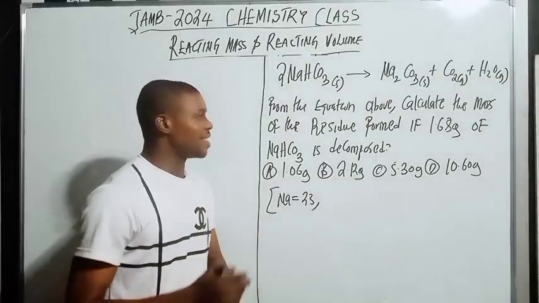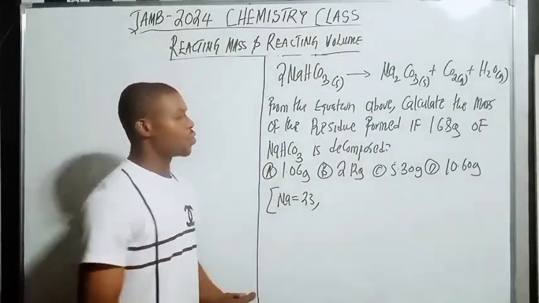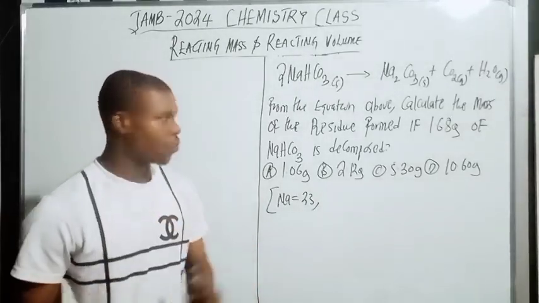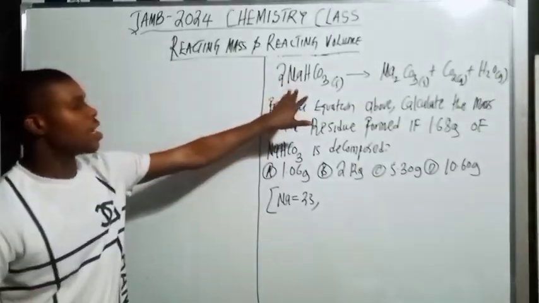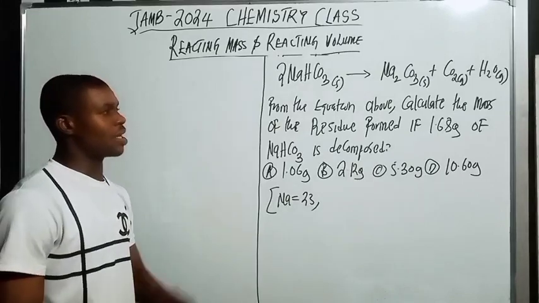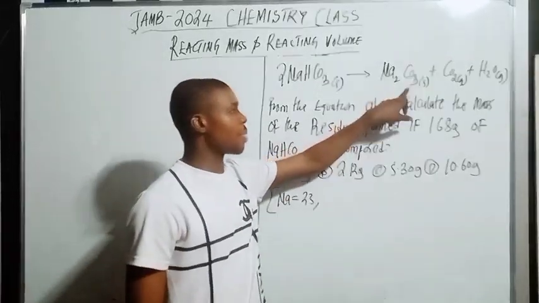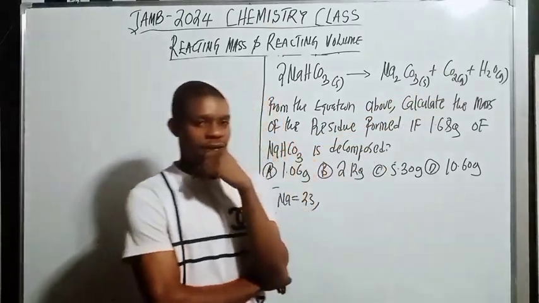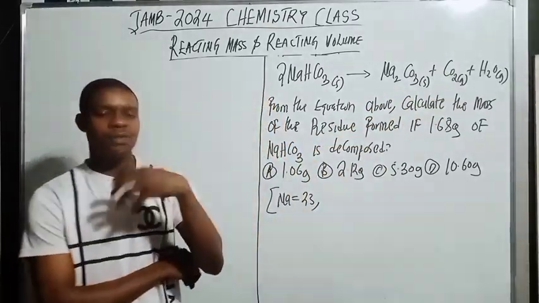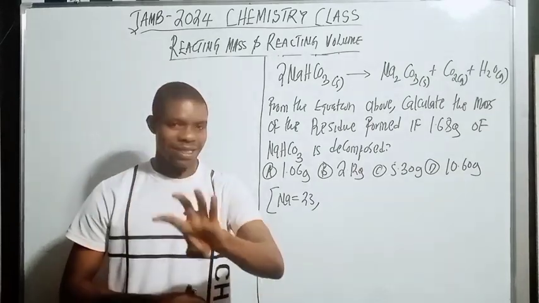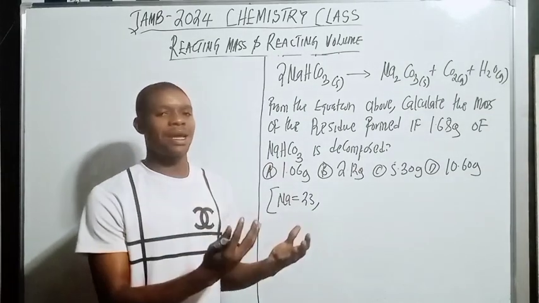Okay, now let's look at the second question. And this is a typical JAMB question. This is called bicarbonate. When bicarbonate decomposes, it forms sodium carbonate, CO2, and water. Do you get that? They have literally given us the balanced equation, so we don't need to worry about the balanced equation.